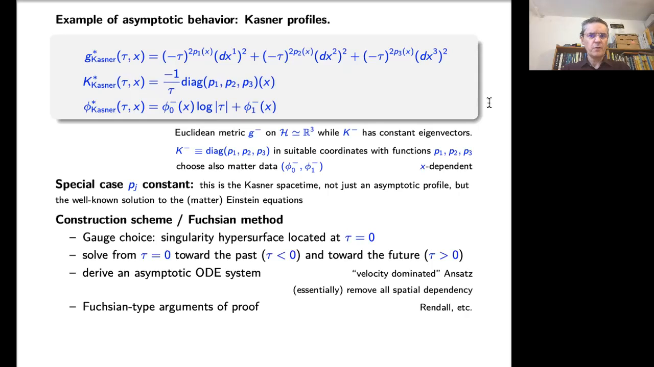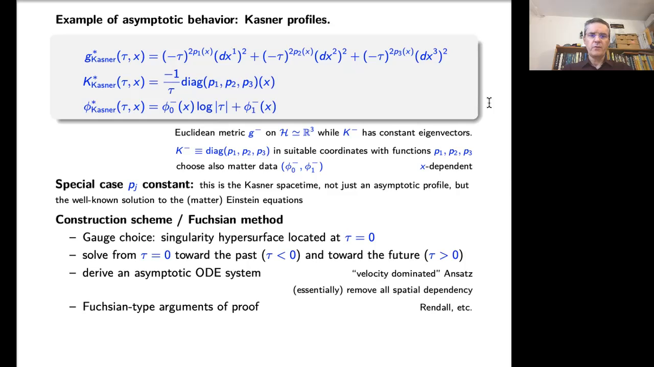So what can be done with this ansatz? This ansatz will be transformed into an actual solution by using Fuchsian techniques. So you can think of imposing certain singularity data on the singularity. They generate an ansatz for your solution to the Einstein equations locally. And then by a sort of iterative technique, you produce an actual solution.